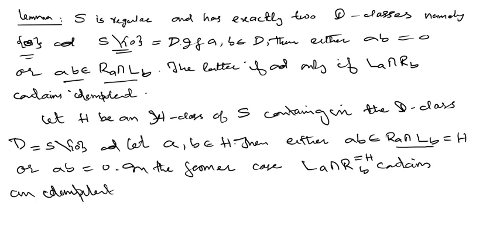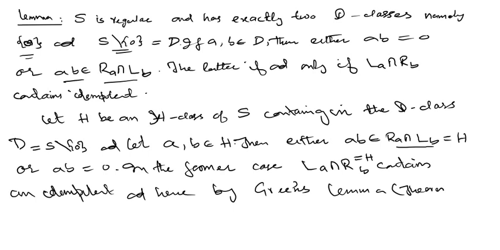This contains an idempotent, and hence by Green's lemma, if an H class contains an idempotent, then this must be a group. The statement number is, it's Theorem 2.2.5. It's Green's theorem, not Green's lemma, okay. This is Green's theorem 2.2.5. This H is a group.